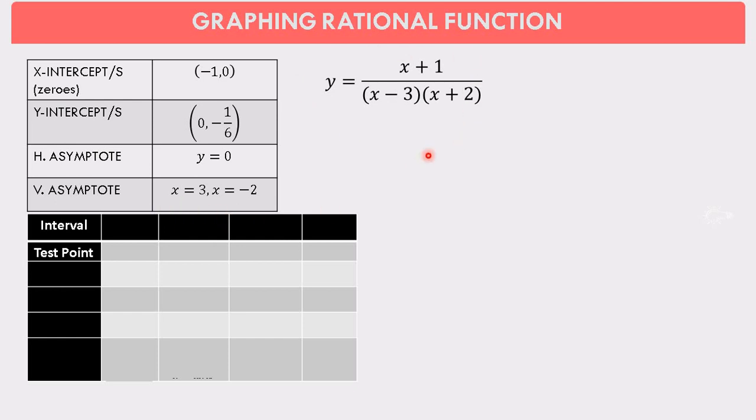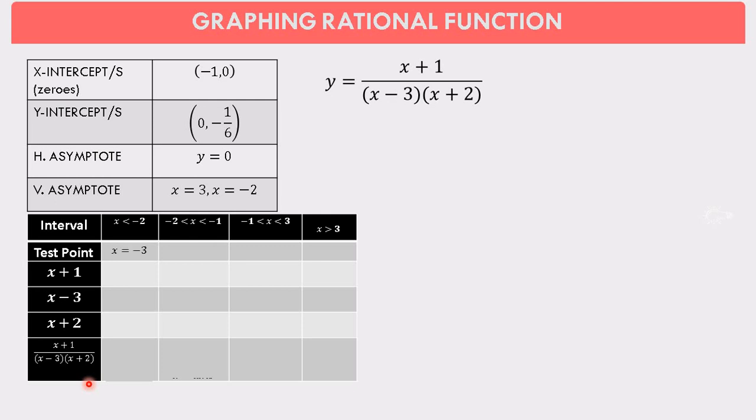A rational function has three expressions: x plus 1, x minus 3, and x plus 2. So we have three critical values, x equals negative 1, x equals 3, and x equals negative 2. So we have four regions in our interval: x less than negative 2, x between negative 2 and negative 1, x between negative 1 and 3, and x greater than 3. The expressions are x plus 1, x minus 3, x plus 2, and the rational expression, (x plus 1) over (x minus 3)(x plus 2).